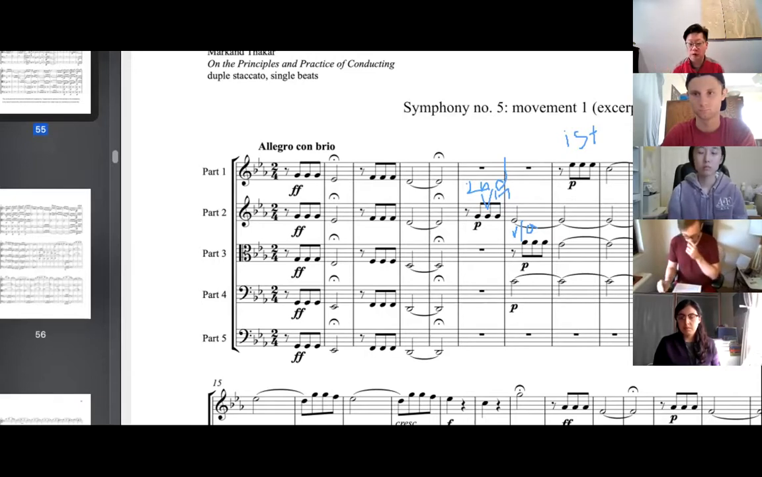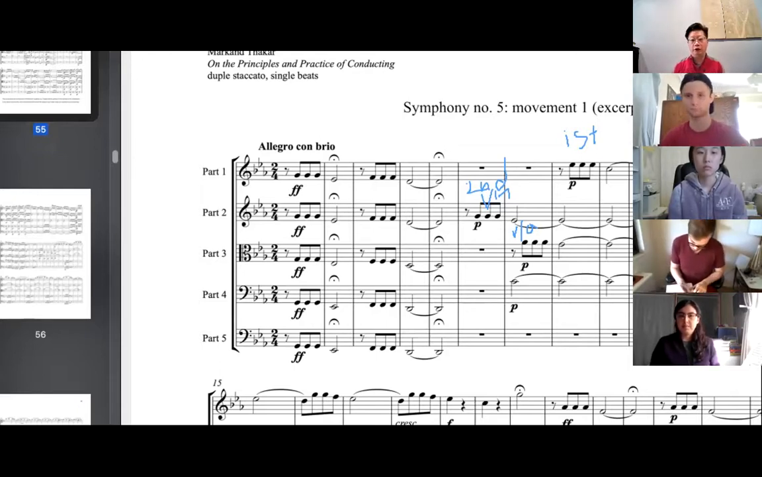Make sense? Okay, so let's have you all conduct one at a time. There's the opening two fermatas, then the cue of the second viola first. Two sets of it. All right, Peter, go ahead. I need to do this.